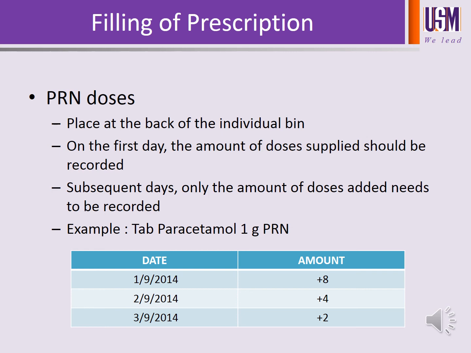On the 2nd of September, assuming the patient only used 2 tablets, then when we receive the bin on the 3rd of September in the morning, we will see that 6 tablets are still available in the patient bin. So we supply an additional 2 tablets. So we can write here plus 2. This is how we supply PRN doses.